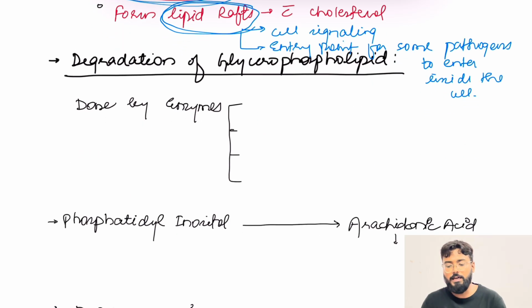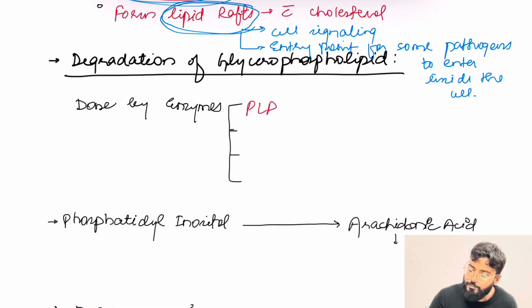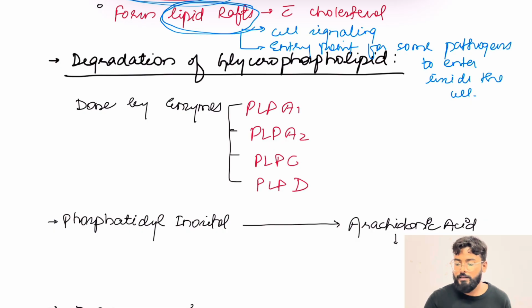Now we will see degradation of glycerophospholipids, how these glycerophospholipids are going to get degraded, and it is done by certain enzymes. So we saw previously that it is your phospholipase A1, phospholipase A2, phospholipase C, and your phospholipase D. This is what PLP stands for, phospholipase.